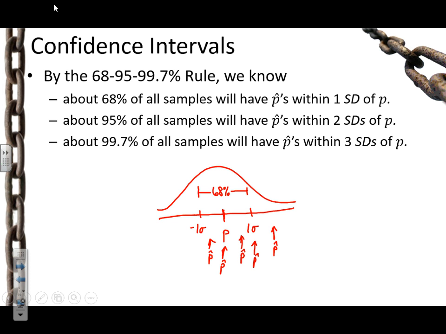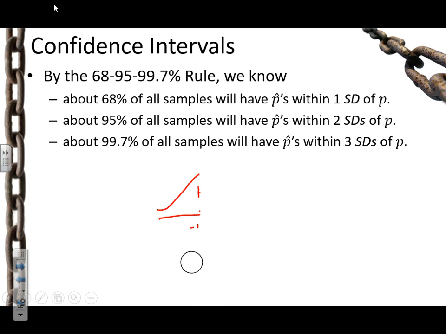Okay? So again, we're using the idea that with a normal distribution, these three percentages hold true. 68% of all observations fall within 1 standard deviation, 95% within 2, 99.7% within 3.